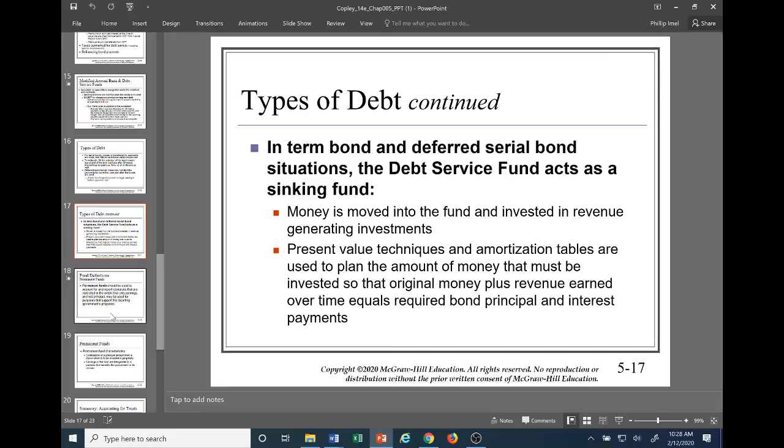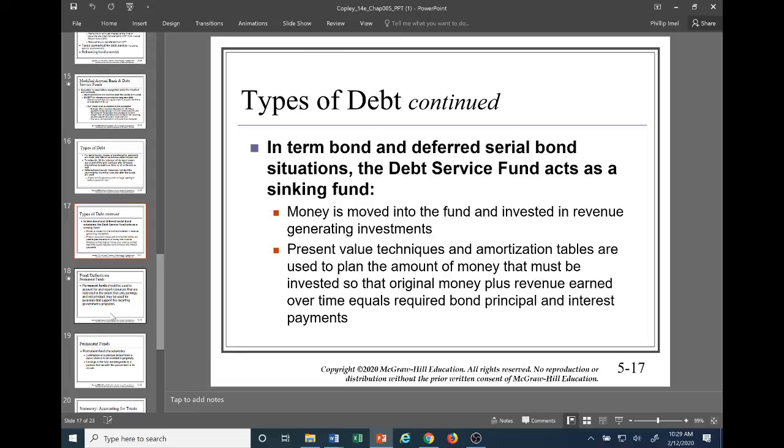Present value techniques. Obviously, we know how present values are used, those charts with time periods and interest rates, and amortization tables. We've seen how a mortgage is amortized with interest and principal payments. So present value and amortization techniques are used to plan the amount of money that must be invested so that the original money plus revenue earned over time equals required bond principal and interest payments. So pretty much they're just playing with it, right?